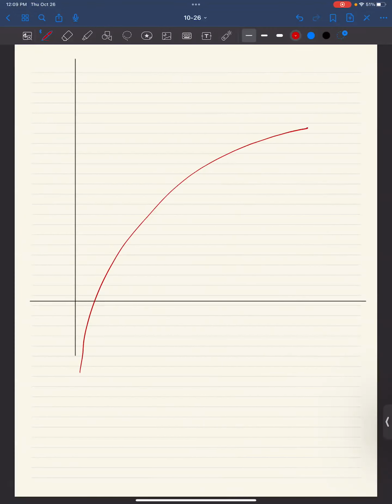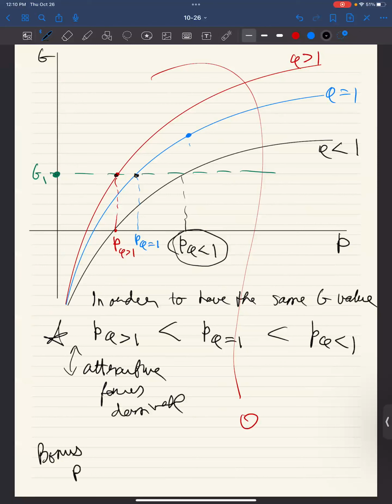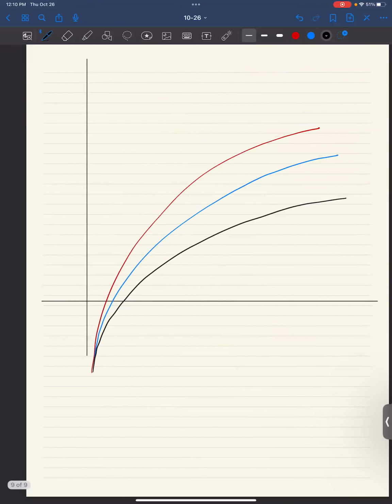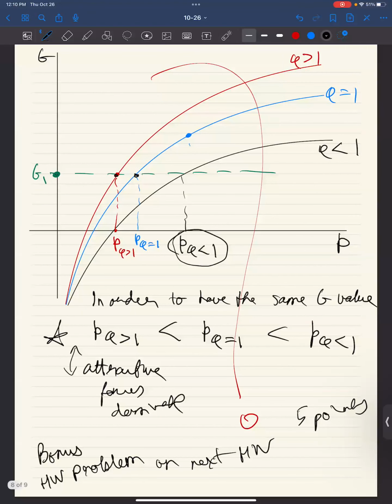So this will be a bonus homework problem on the next homework for 5 points. But we're going to solve it right now. No, I'm going to prove to you why this is correct. The bonus problem is, what is the contradiction here? Why was this wrong? Why was this giving us a misleading result?